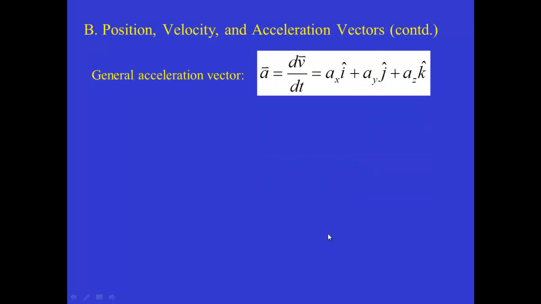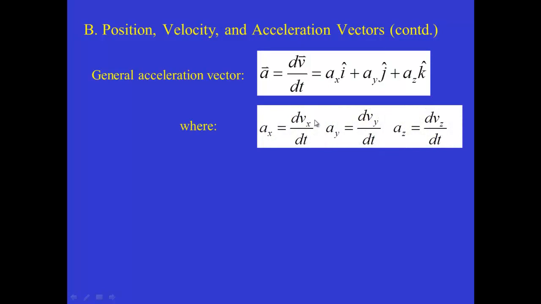The acceleration vector can be written down much the same way. The acceleration in general is dv/dt, with vector signs on both acceleration and velocity. Any general vector a is going to be written down as ax i hat plus ay j hat plus az k hat. But now there's a relationship between the acceleration components a and the velocity v. So ax is dvx/dt, ay is dvy/dt, az is dvz/dt.